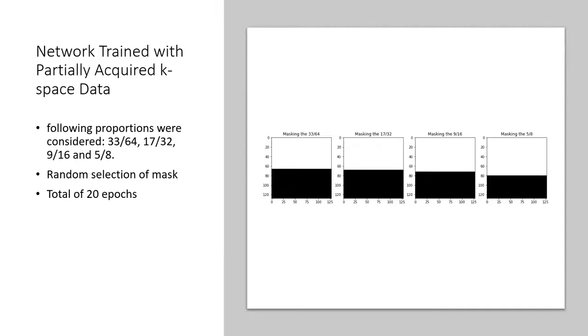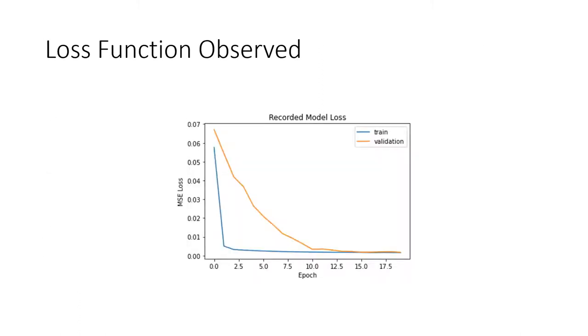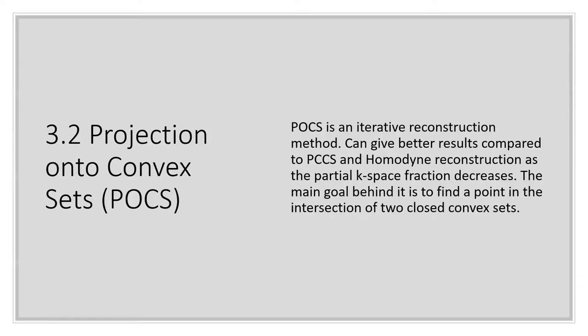Likewise, the fully acquired k-space was masked with one of these masks randomly to obtain the second training dataset. Here you can see the example result of partial k-space acquisition, and the recorded MSE model loss can be seen from here.